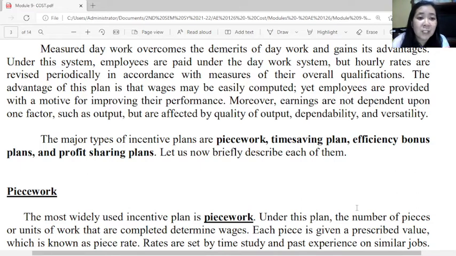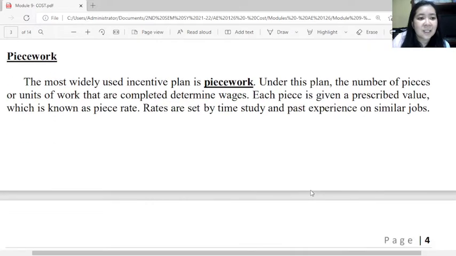So the advantage of this plan is that the wages may be easily computed, yet the employees are provided with a motive for improvement in their performance. And earnings are not dependent upon one factor, such as output, but are affected by quality of output, dependability, and versatility. So this is the case of measured day work. So the major types of incentive plans are piecework, time saving plan, efficiency bonus plans, and profit sharing plans. Okay, so let us discuss each of them.